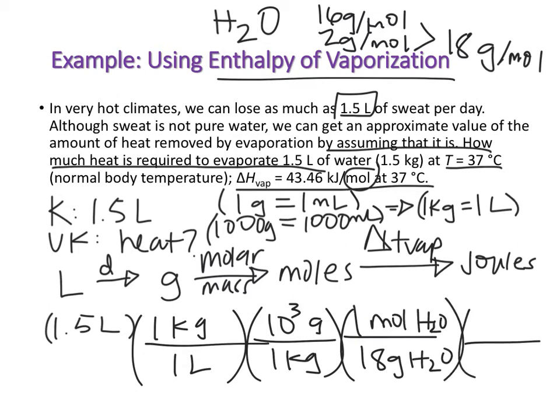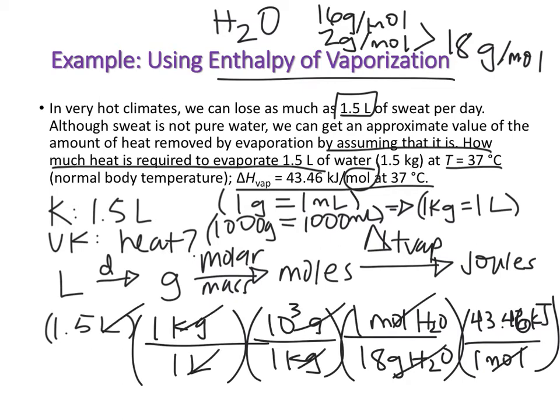And then from there, we just add in the heat of vaporization. So mole is going to go at the bottom. We want that to cancel out. And our 43.46 kilojoules goes at the top. So moles cancels out, grams cancel out, kilograms, liters. And from here, you should end up getting 3.6 times 10 to the third kilojoules.